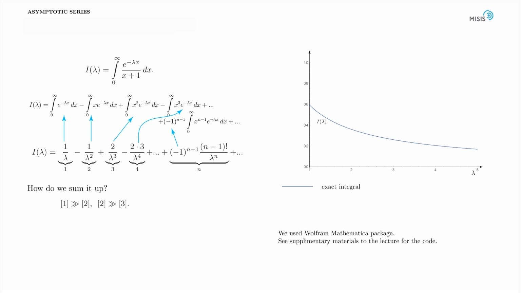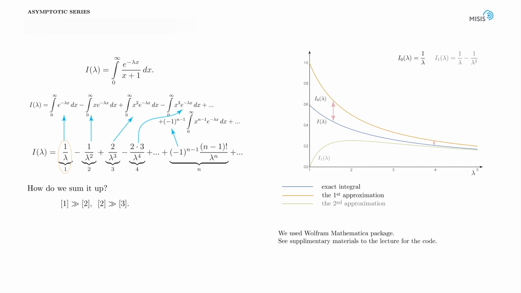This is the exact function I of lambda, computed numerically with the Wolfram Mathematica package. You can look up the Mathematica code in the supplementary materials to this lecture. And this is the first approximation, which is the first term in our series, I0 of lambda. It's simply 1 over lambda. We see that the error, being large at small lambda, gradually diminishes with growing lambda.